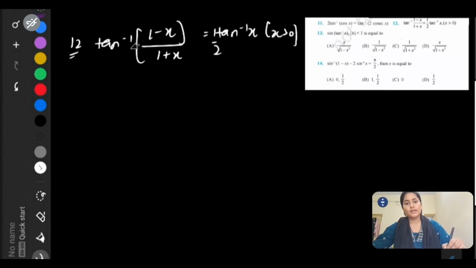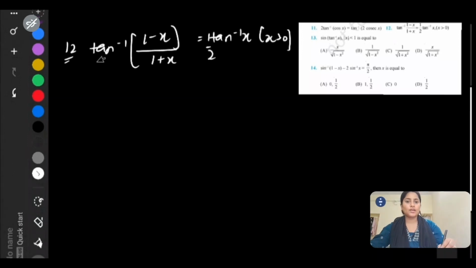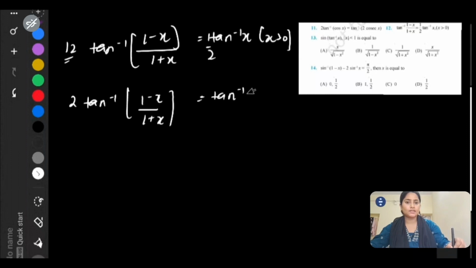From here, what we'll do? Can we shift this 2 to here and make it 2 tan inverse of (1 minus x upon 1 plus x), which is equal to tan inverse of x, where x is greater than 0? Is it so? Okay, let's try. So I'm shifting this 2 here.